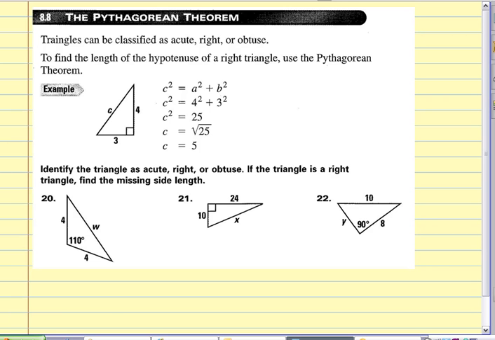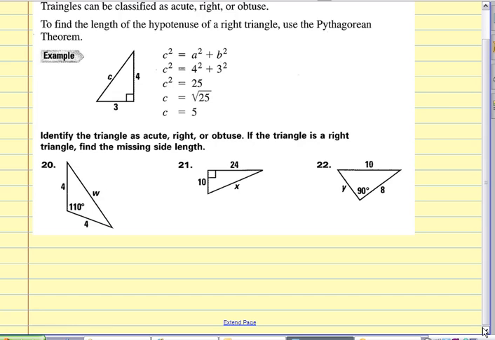Okay, and let's look at the last one here for the review. This is what we did last night, the Pythagorean theorem. We're just going to take a moment to do, we'll probably do 2 of these. First thing it says is identify the triangle as acute, right, or obtuse. We'll do that for each one of them first.